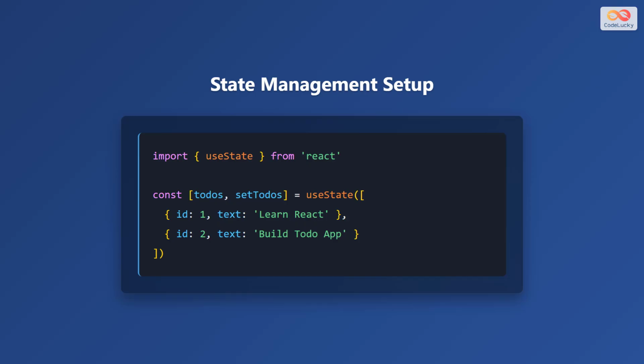Before implementing the delete functionality, it's crucial to set up state management using React's useState hook. Here's how we initialize the Todo state with an array containing a couple of sample to-do items. Each to-do item has an ID and text property. We also define a setTodos function, which will be used to update the Todo state when deleting a to-do.